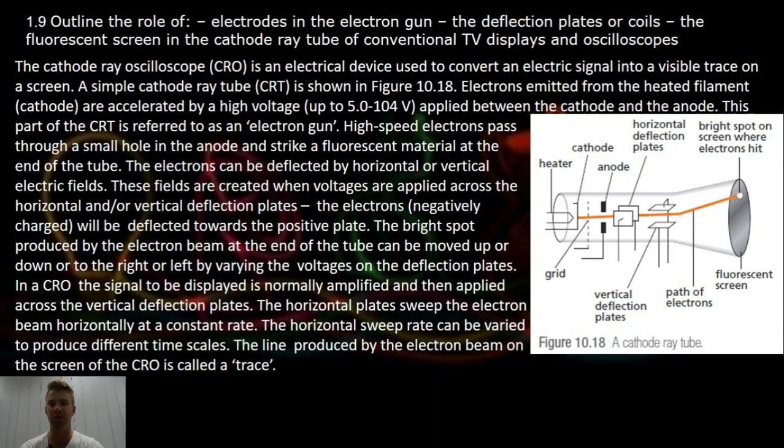These fields are created when voltage is applied across the horizontal or vertical deflection plates. The electrons will be deflected towards the positive plate. Could you highlight that sentence for me too?